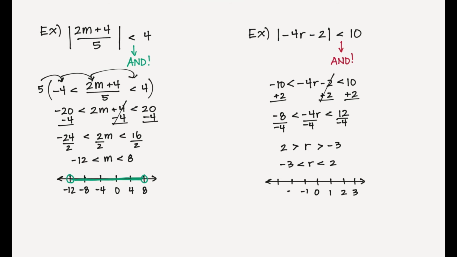So now I can go ahead and plot this on my number line, and I'm going to have an open circle at negative 3 and also at positive 2, and I'm going to shade everything in between those two values as possible solutions. And there you have it.